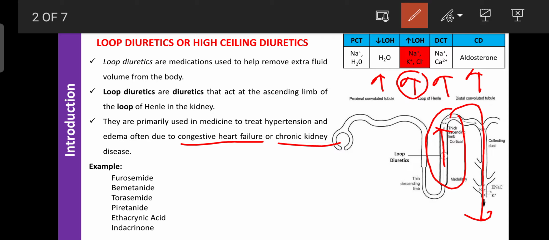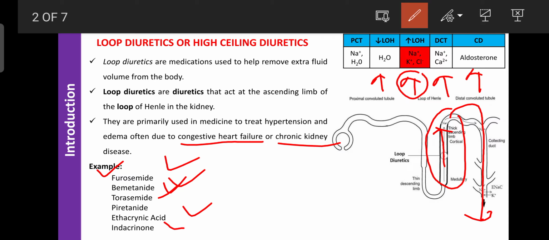The examples of loop diuretics, or high ceiling diuretics, are furosemide, bumetanide, torsemide, piretanide, ethacrynic acid, and indacrinone. These are the main drugs that fall under the loop diuretics. In the early days, furosemide was commonly used as a loop diuretic, helpful for the treatment of edema, congestive heart failure, or hypertension.